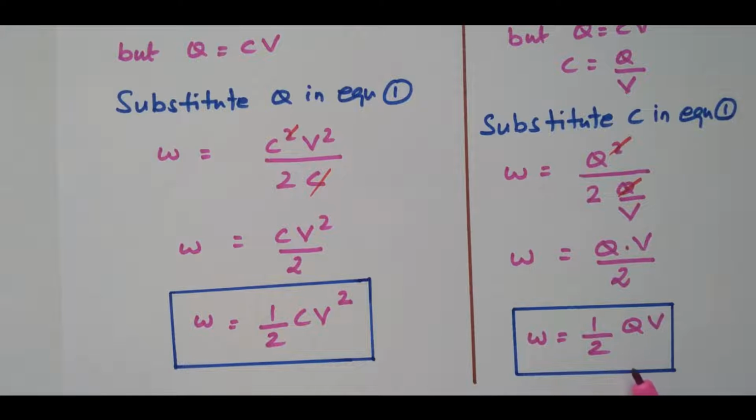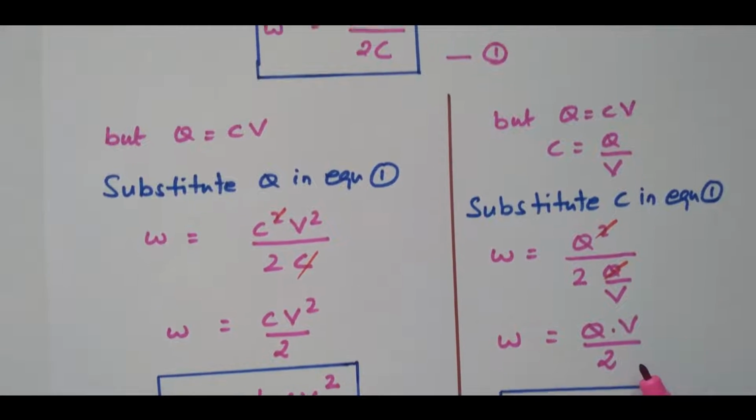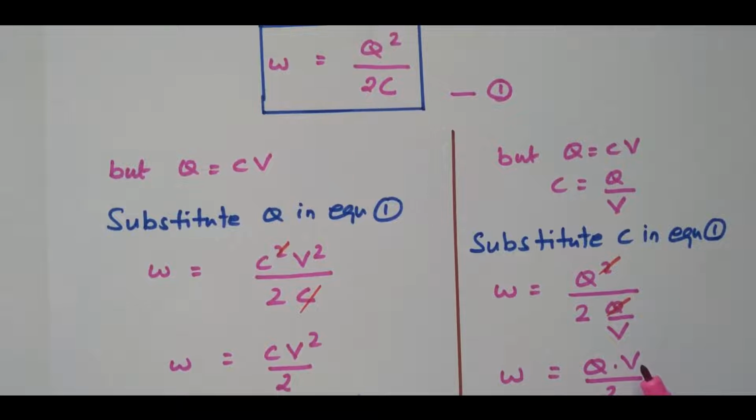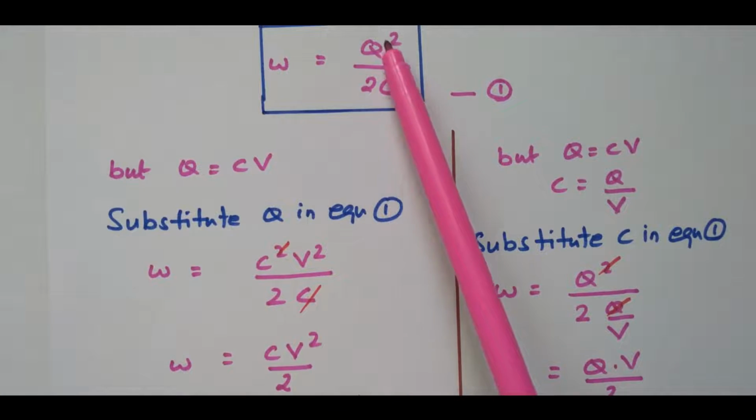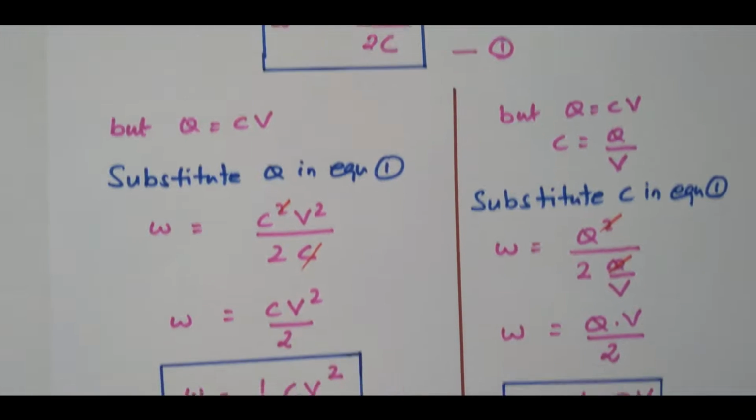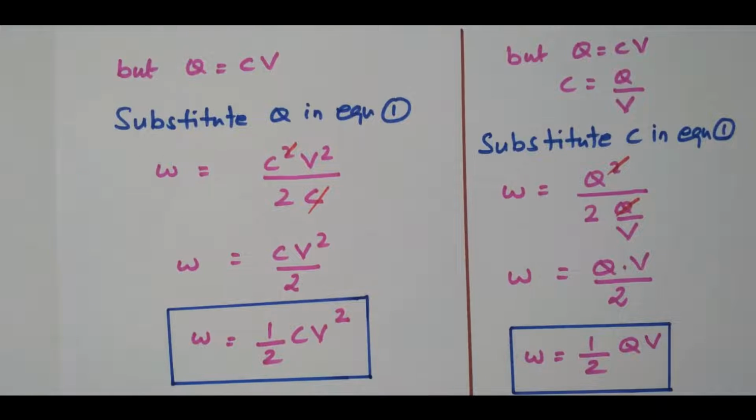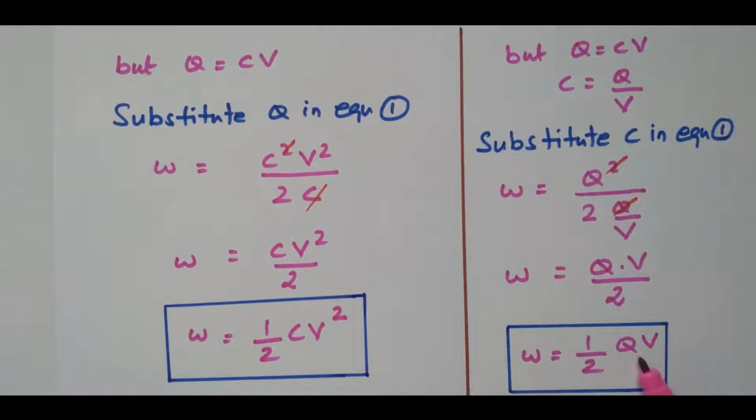Right? So we have three different formulas available. According to the data, we can use any of these formulas for the energy stored in a capacitor: Q square divided by 2C, or half CV square, or half QV. Three different formulas are available. Based on the data, we can use any one of these formulas.